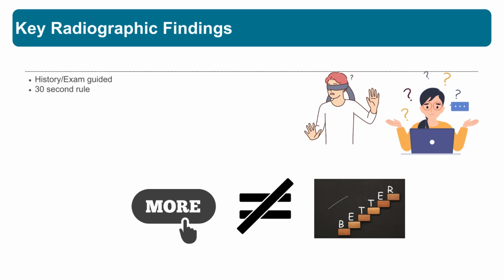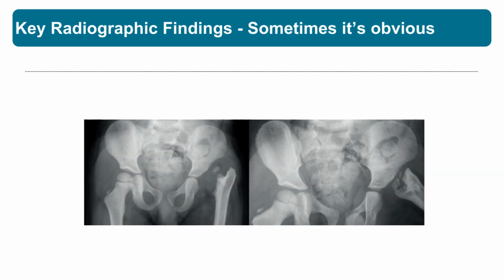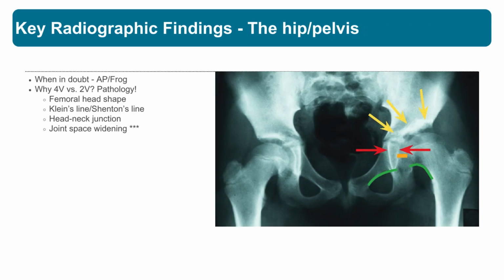So thinking about what you're ordering can be really helpful. Of course, sometimes it's really obvious why a patient has a limp, right? Inevitably, if you have a patient that comes in with a limp and this is what you see on a pelvis film, then we know that the source is likely due to their lack of a femoral head, probably due to an ongoing or a history of infection. But sometimes it's a little bit less obvious.